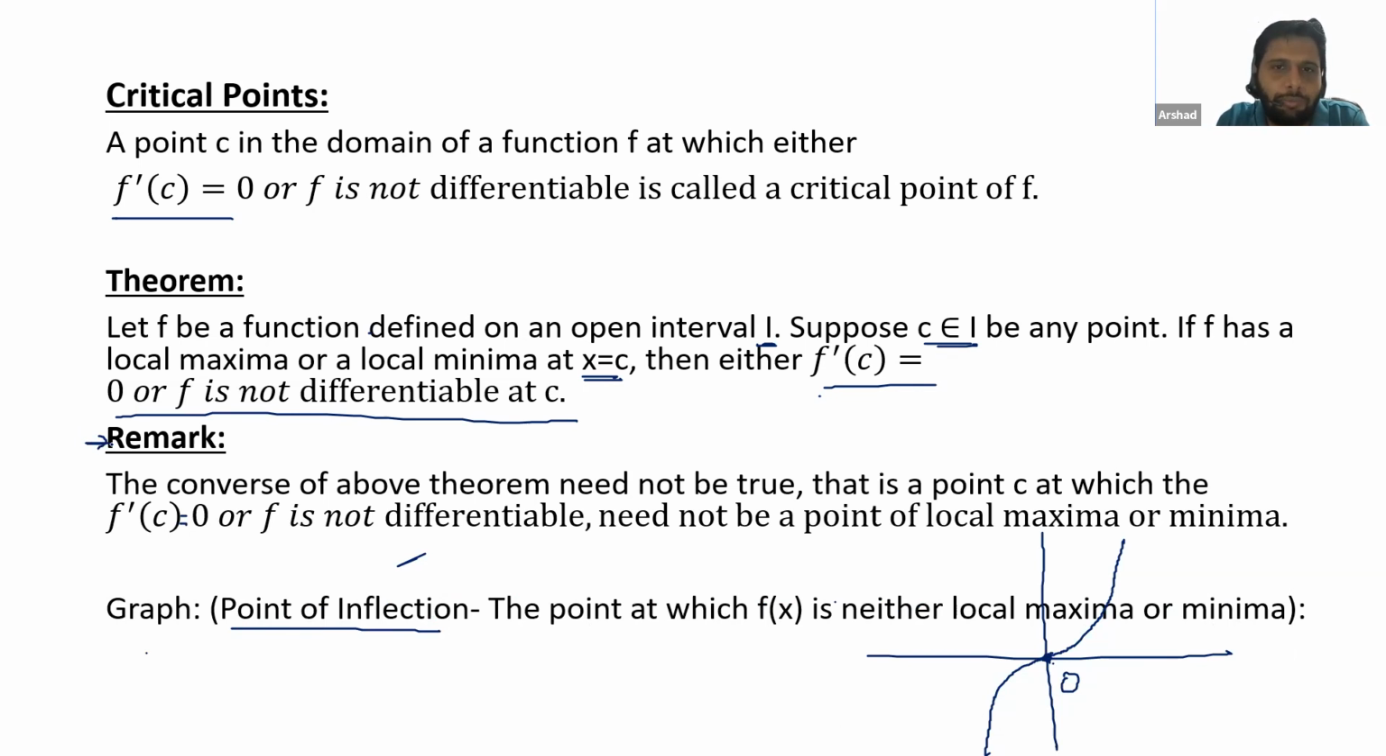If you have a critical point, we can't say that at this point we always have a local maxima or minima. No, this is not true. There exist some critical points at which we do not get a local maxima or minima, and such points are called points of inflection. This is neither maxima nor minima. So I hope this is clear to everyone.